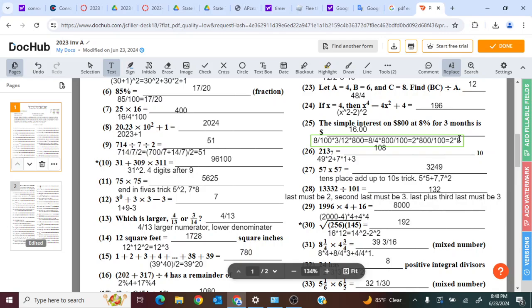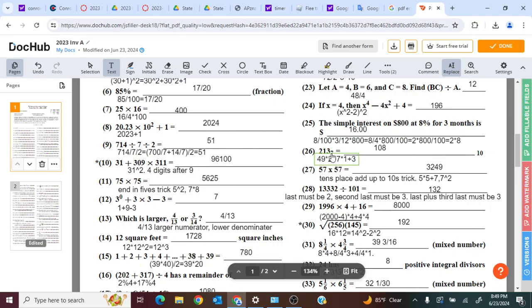Simple interest on $800 at 8% for 3 months is what? 3 months is a fourth of the year. So this 8% divided by 4 to get the total interest of 2%. And then 2 over 100 to convert to an actual fraction. 2 over 100 times 800. 800 over 100 times 2. 2 times 8, 16. And then remember the zeros.